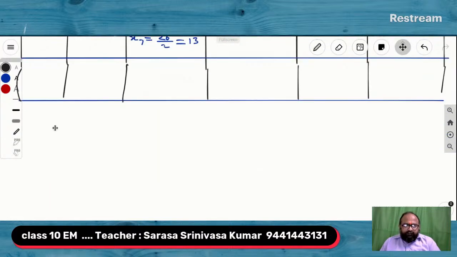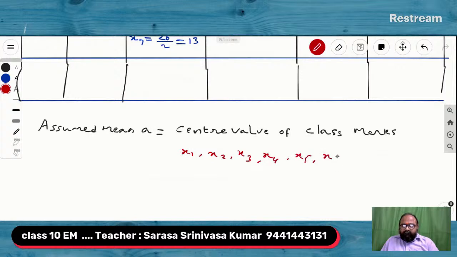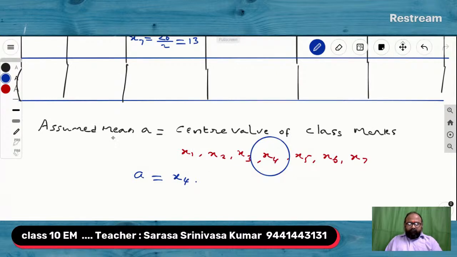Now to find the deviations, we consider the assumed mean. Assumed mean A equal to the center value of class marks x1, x2, x3, x4, x5, x6, x7. So we have 7 class marks, and x4 is the center value. So assumed mean A equal to x4. We have taken assumed mean A equal to x4, which is equal to 7.